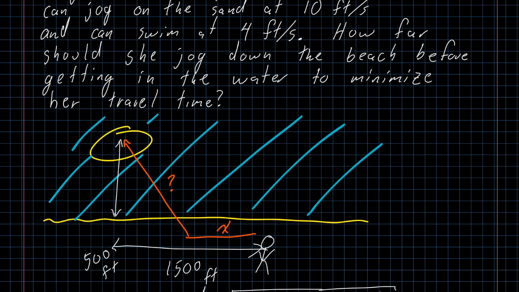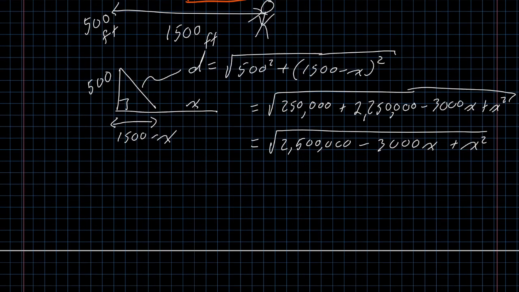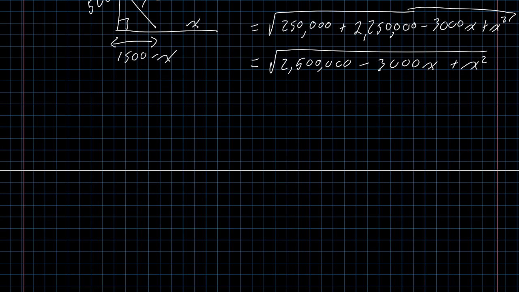Scrolling back up, we are looking to minimize her travel time. So we need to go from distance to time. Using the classic rate equation, distance is rate times time, then time itself is distance divided by rate.